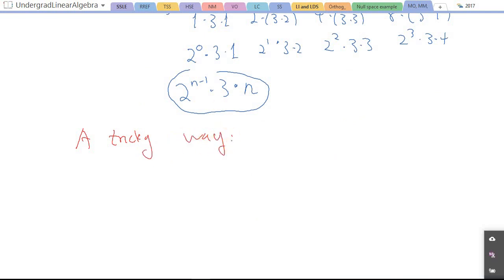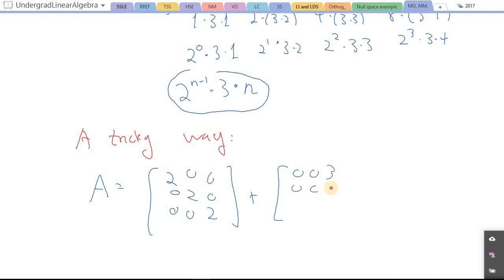Okay. So here I can write A as this. A is equal to the matrix with 2s on the diagonal, plus the matrix with a 3 in the upper right corner. So that's equal to 2I plus that matrix with the 3.